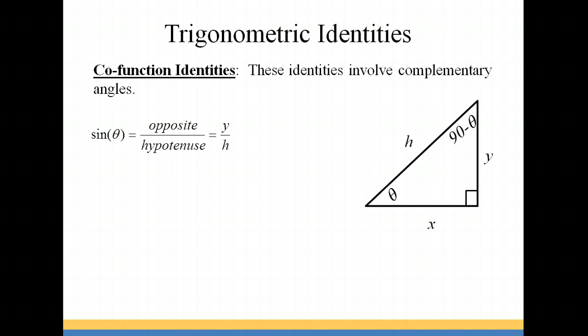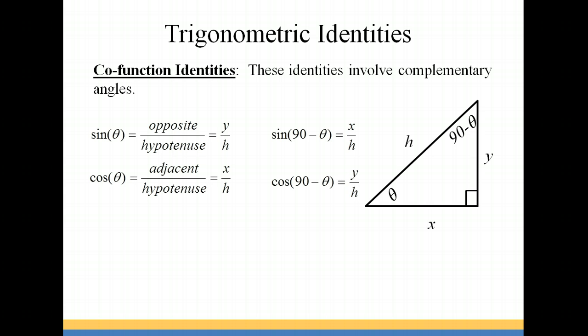The sine of the angle is equal to the opposite over the hypotenuse, which is y over h. The sine of 90 minus theta is going to be the opposite side of that angle, which is going to be x divided by h. The cosine is the adjacent over the hypotenuse, which is x over h. And if you're looking at the 90 minus theta angle, it's going to be y over h because y is adjacent to the 90 minus theta angle.